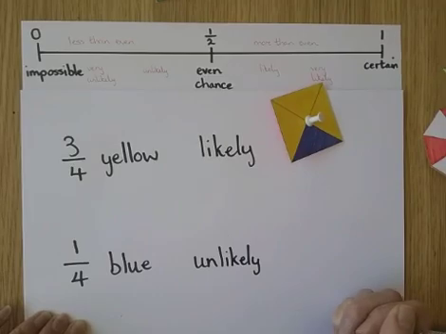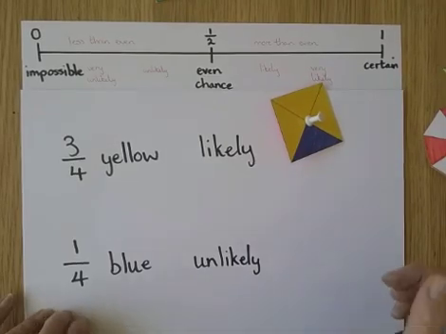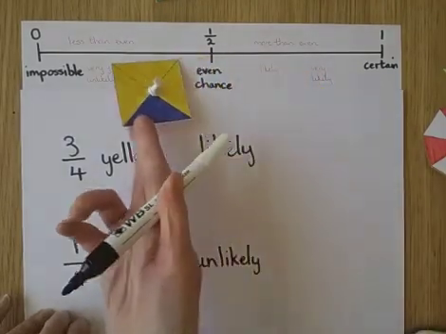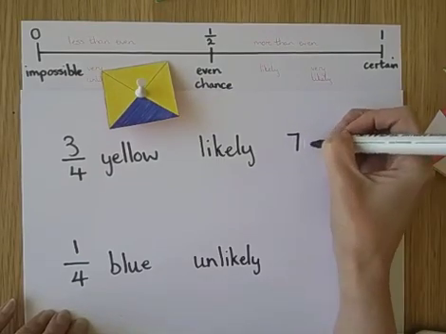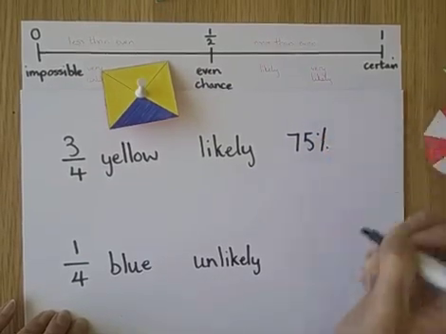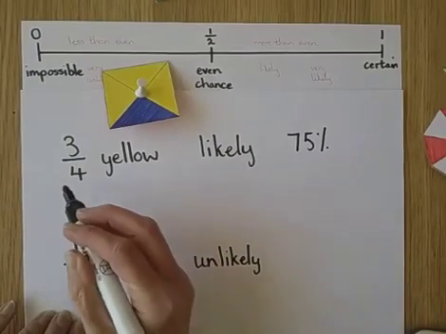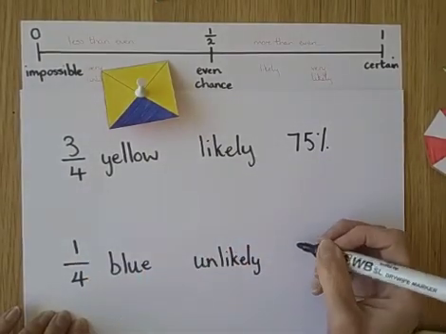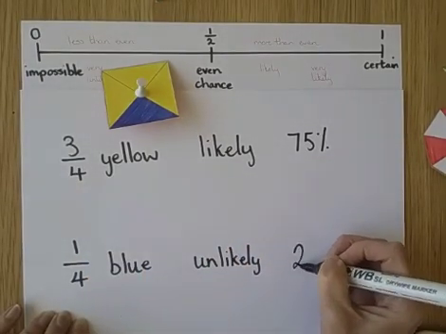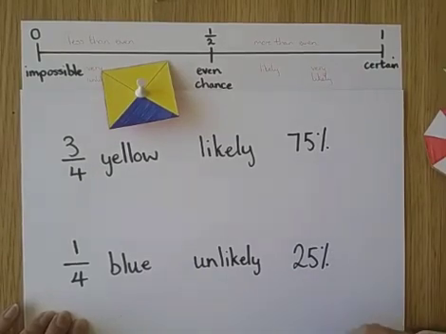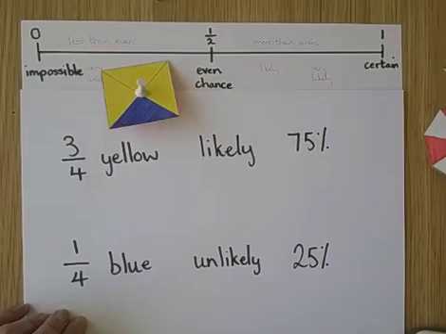We could even change those if we wanted to be fancy, and we could give those probability chances even as a percentage. We could say there's a 75% chance of landing on yellow, because we know that 3/4 is the same as 75%. Or we could say that there's a 25% chance of landing on blue, because 1 out of the 4 sections is blue.